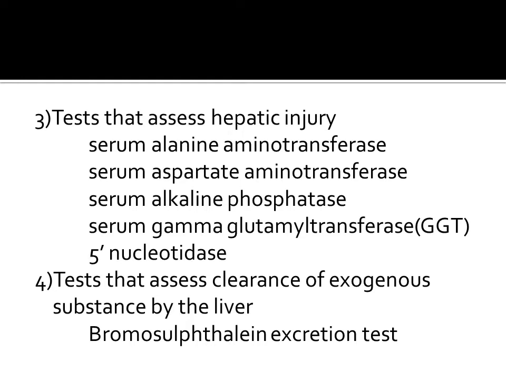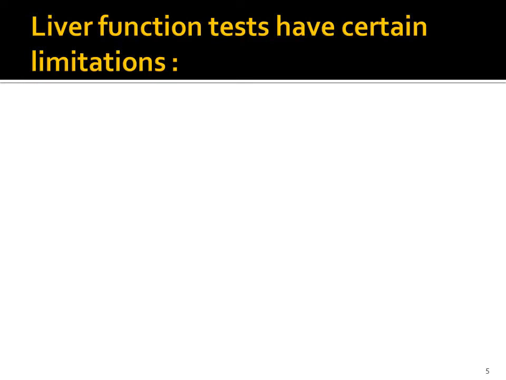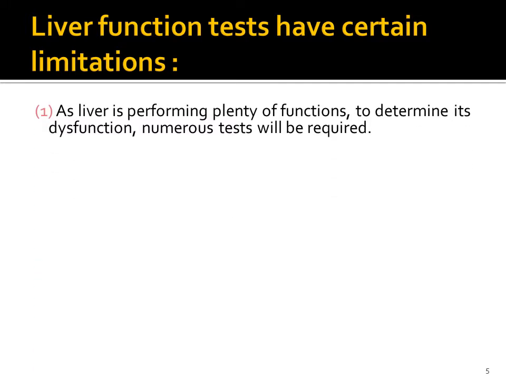And the fourth are tests that assess the clearance of exogenous substances by the liver, like bromosulfophthalein excretion test. So these are the different tests included in the liver function test based on its function: tests that assess excretory function, synthetic function, hepatic injury, and clearance. Now it has certain limitations, because we know that the liver has plenty of functions and a complex way of functioning.